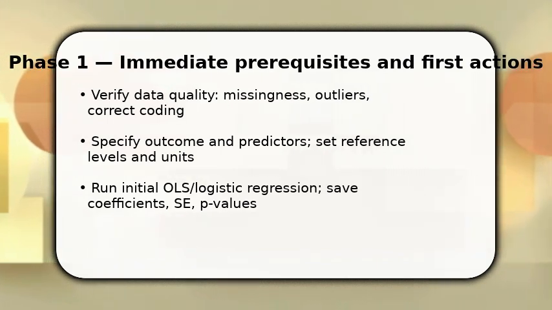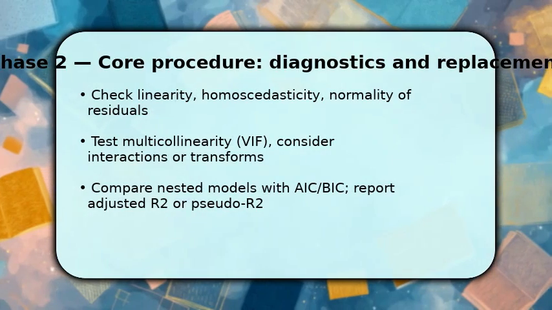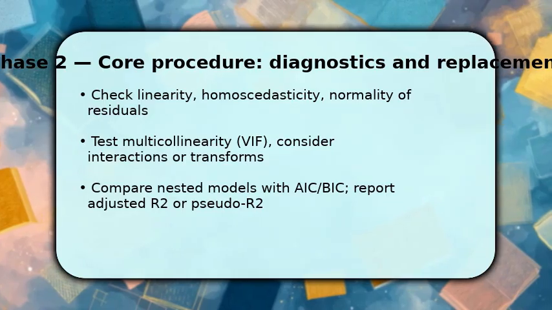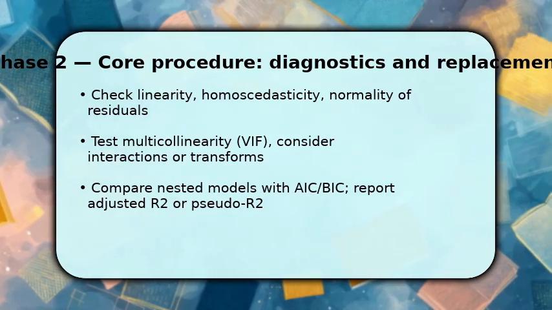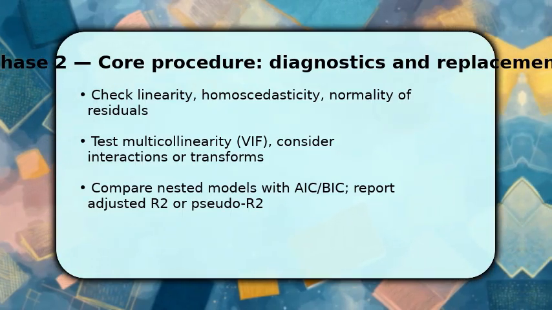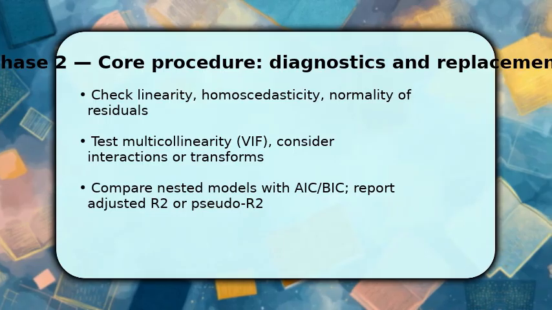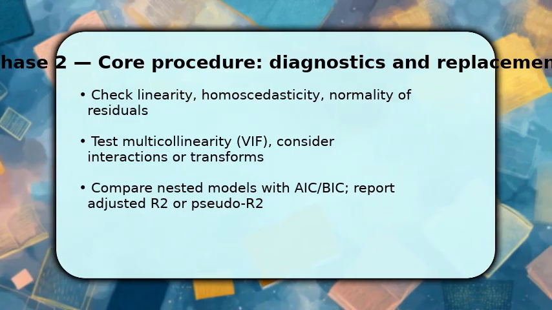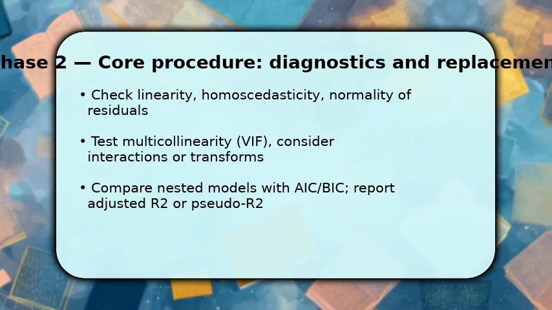You now evaluate core assumptions. Inspect residual plots for linearity and homoscedasticity, and test residual normality when relevant. Check multicollinearity with VIF. If VIF is greater than 10, remove or combine predictors, or use PCA. Consider adding interaction terms or transforming variables to improve fit and rerun diagnostics.